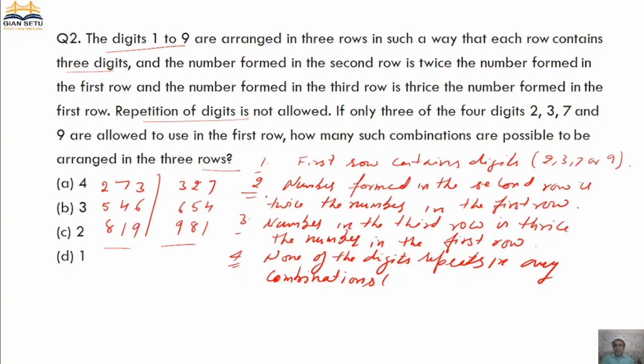Okay, because suppose we have a number 279, right? Then the digits will start repeating. Okay, let's see. For example, we have this number in the first row, then the number in the second row will be, okay, so digits started repeating, so all other combinations are invalid, so only two combinations are possible. So right answer is C here.